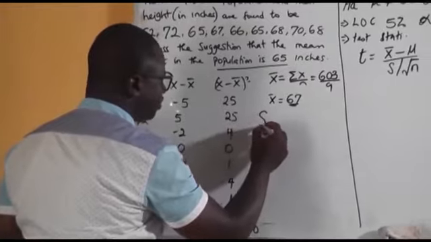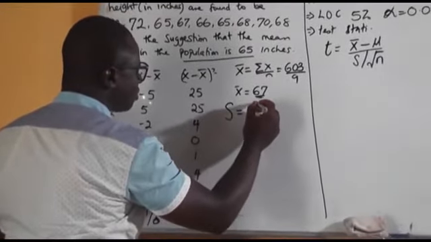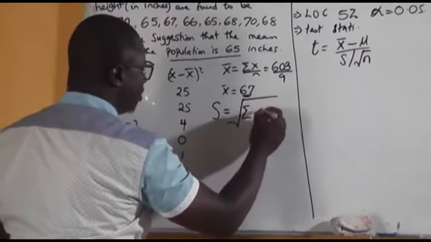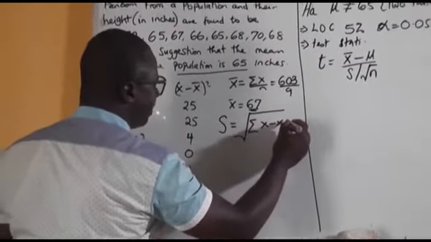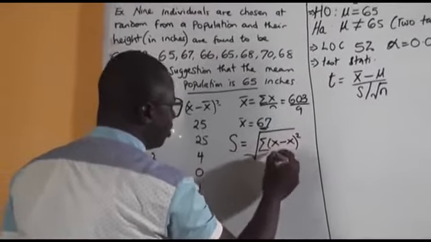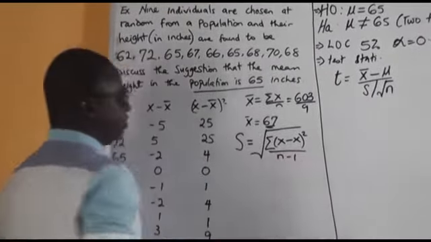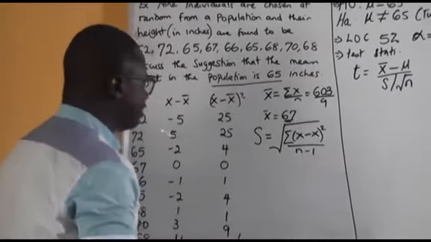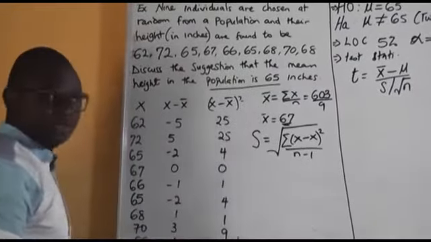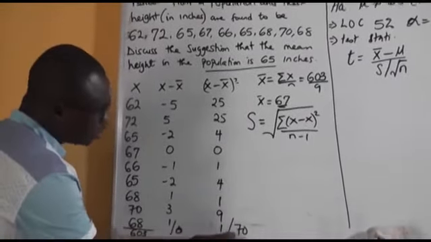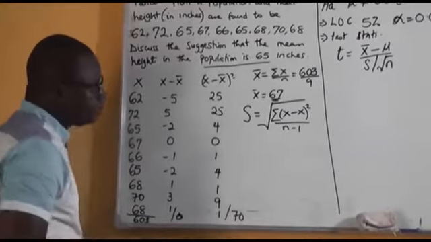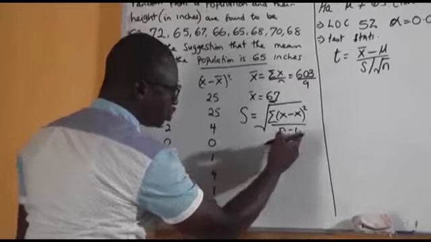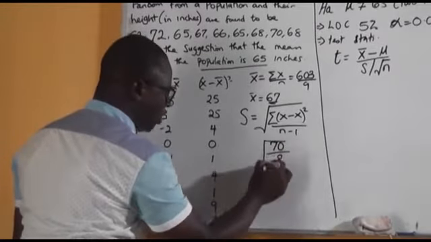Standard deviation is equal to the square root of summation x minus x bar, everything squared, all over n minus 1. Now look at this. We already have the sum of this as 70. So we just write 70 over 9 minus 1, which gives us 8. So the square root of this.